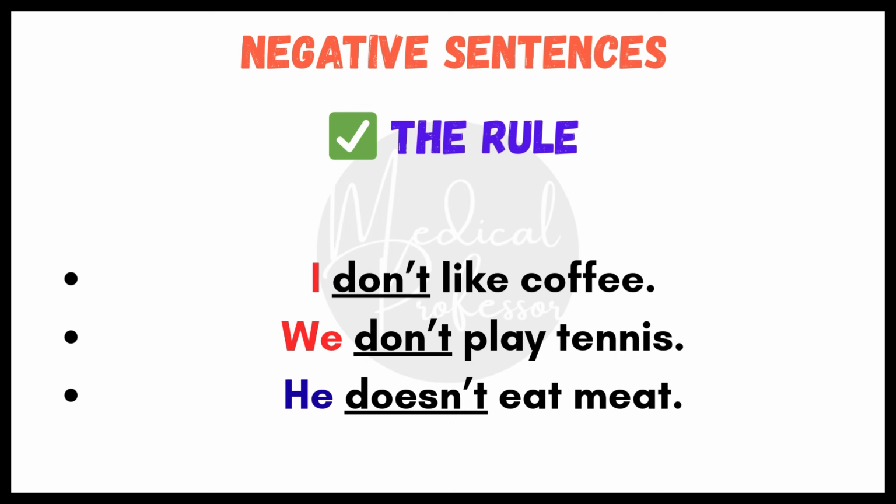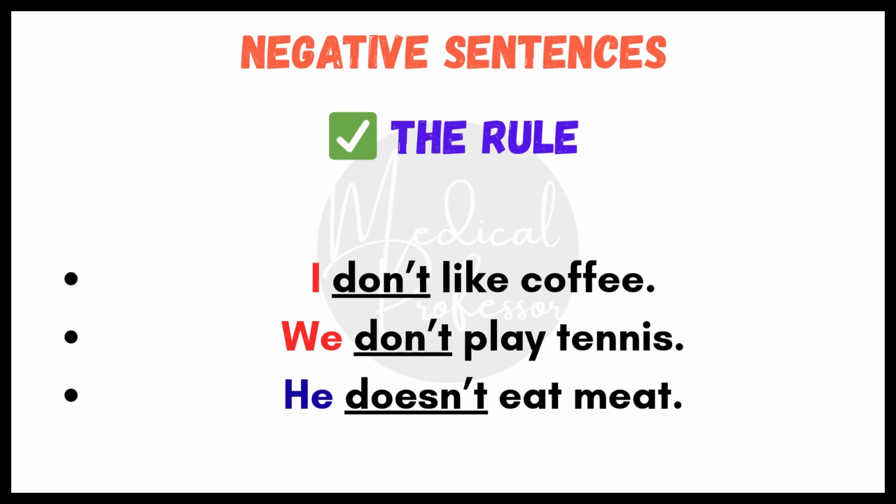For example, I don't like coffee. Here, don't shows the negative and the verb stays in its base form: like, not likes. We don't play tennis. Again, the verb is play, not plays.